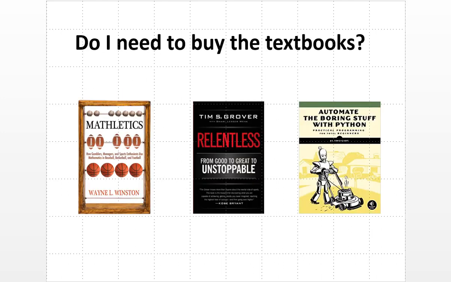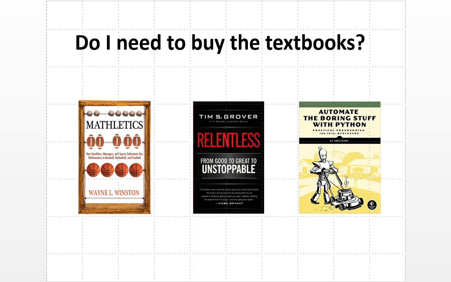There are 3 textbooks that are part of this course, and you only need to buy one of them. I mentioned this in my introductory email. The one that you need to buy is the middle one called Relentless. There's going to be some reading assignments related to this book, so hopefully you've already purchased it or ordered it online. If you haven't, please do so as soon as possible, because there will be some questions in the first homework assignment related to the Relentless book.